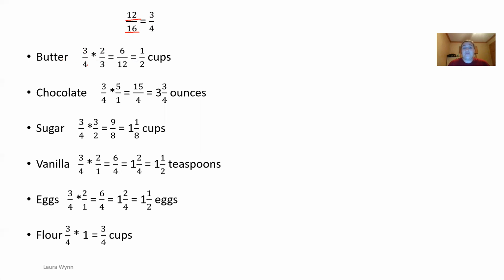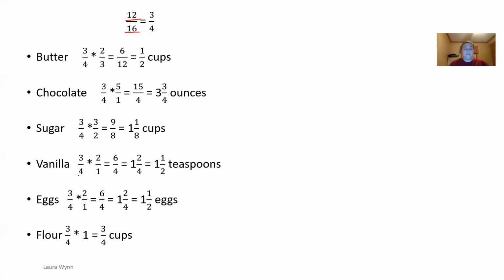So right here for the butter, we have 3/4 times 2/6, which gives us 6/12. And when you simplify, because you really want to simplify it, who has a 12th measuring cup? You get 1/2. So you need 1/2 cup of butter for our 12 yummy brownies. Now for the chocolate, you multiply 3/4 times 5/1, which gives us 15/4. And when you simplify it, it's going to give you 3 3/4 ounces of chocolate for our yummy brownies. For the sugar, same thing, 3/4 times 3/2. 3/2 is 1.5 cups. Gives you 9/8, which is 1 1/8 cup.